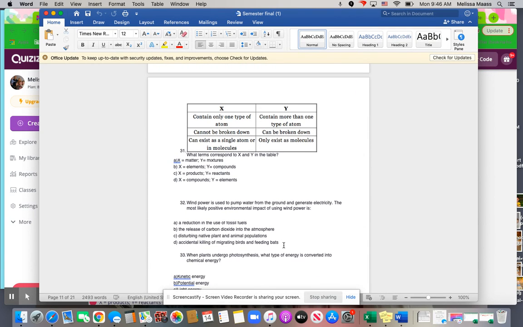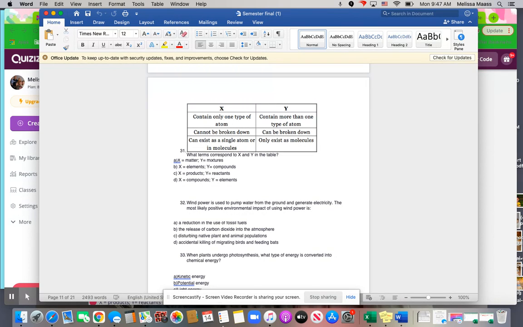What terms correspond to X and Y in the table? So we need to label the descriptions for X and Y. So if you notice for X, it contains only one type of atom, cannot be broken down, can exist as a single atom or in molecules. Y contains more than one type of atom, can be broken down, only exists as molecules.